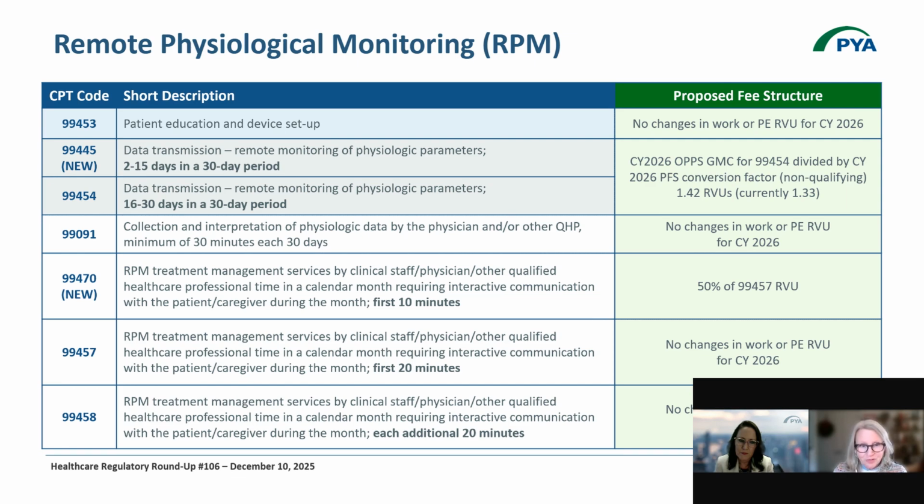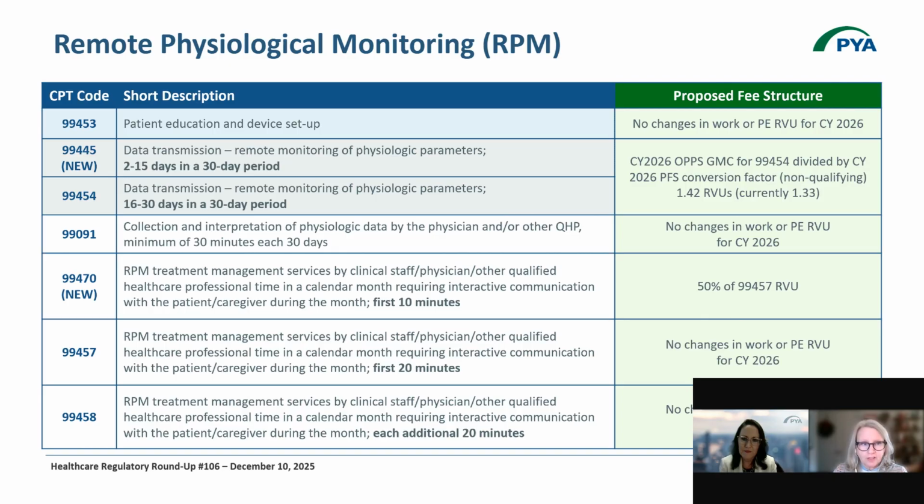Interestingly, very interestingly here, CMS created their own methodology for assigning the RVUs to these codes because it did not like, that's an understatement, it really, really, really did not like the idea of using survey data for purposes of determining what the practice expense should be for these codes. Remember, this is a practice expense only code. There is no professional component to it.